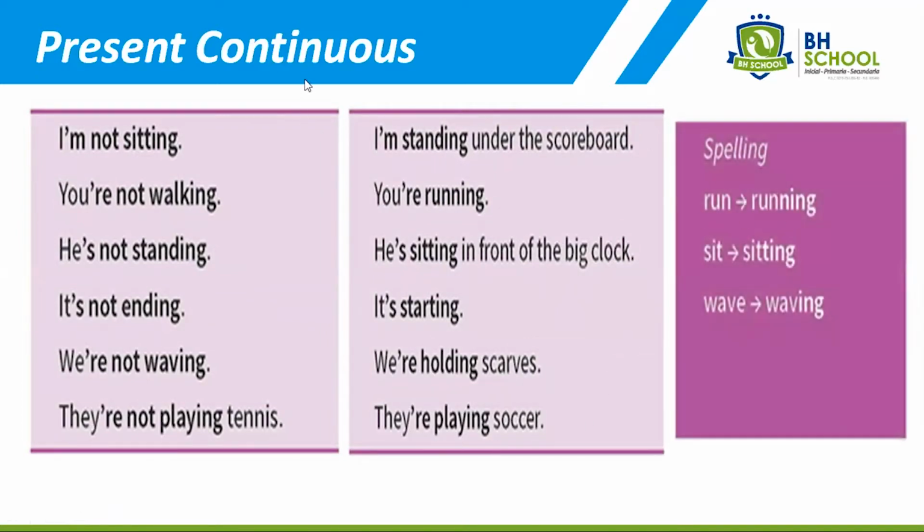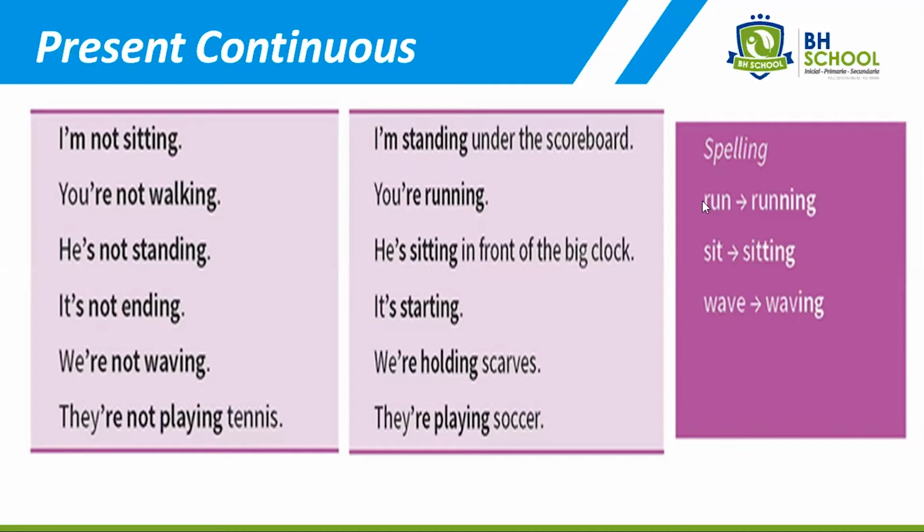Now, in our present continuous, as you can see here, all our verbs have to finish with ing, but there are some exceptions. For example, run, sit, and wave. Let's take a look at these first two verbs, run and sit. Both finish with N and T. What are N and T? Yes, they are consonants, right? And what is before the consonants? U and I. They are vowels, right?